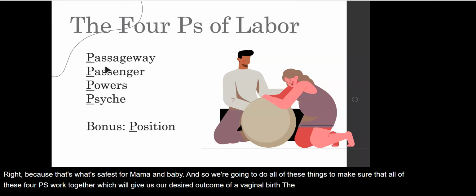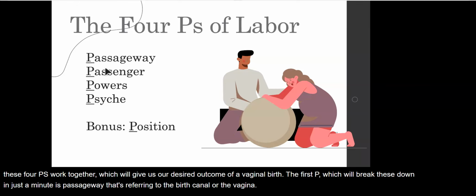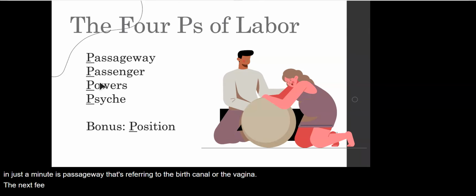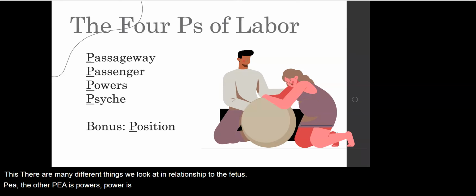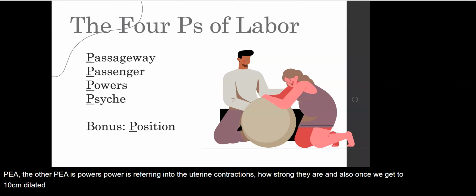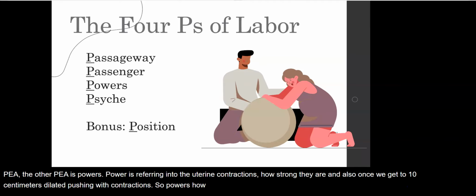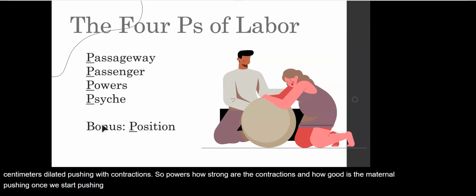The first P, which we'll break these down in just a minute, is passageway. That's referring to the birth canal or the vagina. The next P is passenger, referring to our fetus. There are many different things we look at in relationship to the fetus. The other P is powers. Power is referring to the uterine contractions, how strong they are, and also, once we get to 10 centimeters dilated, pushing with contractions. So powers: how strong are the contractions and how good is the maternal pushing once we start pushing with contractions.